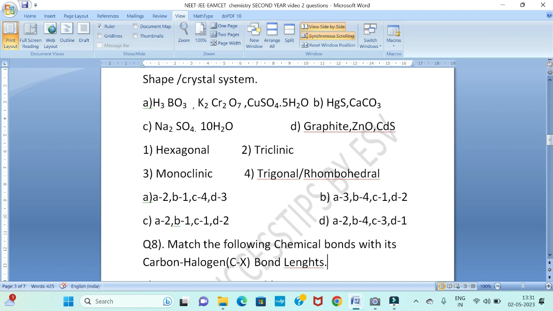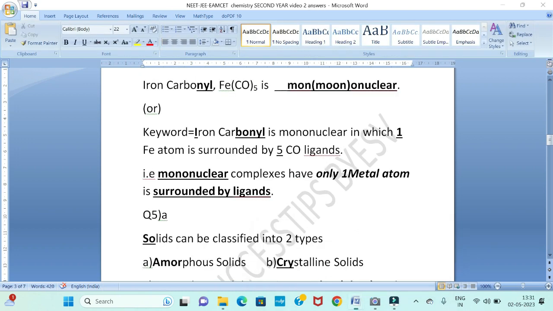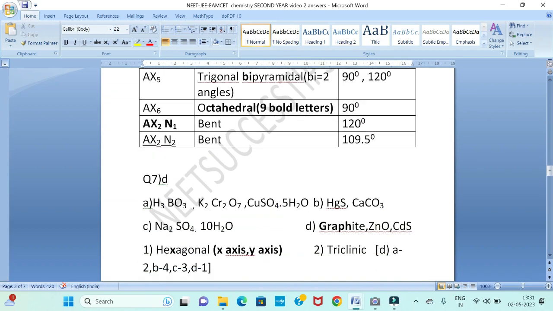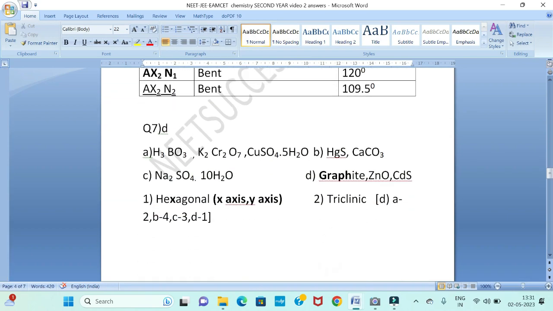What is the answer? You see the easy memory tips or technique also for that. So the answer is D.